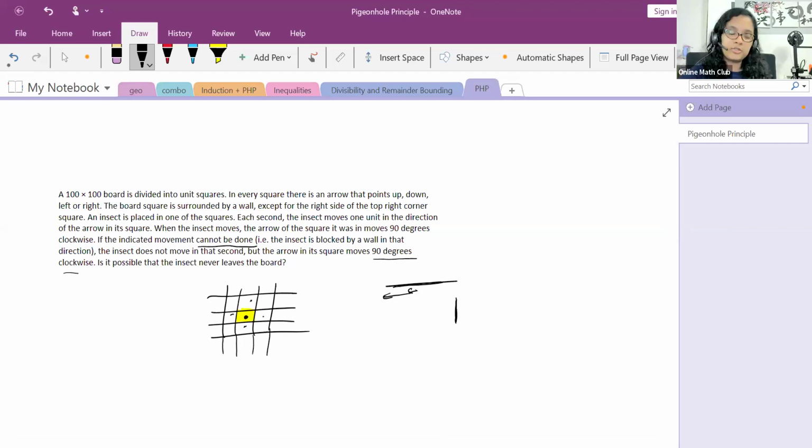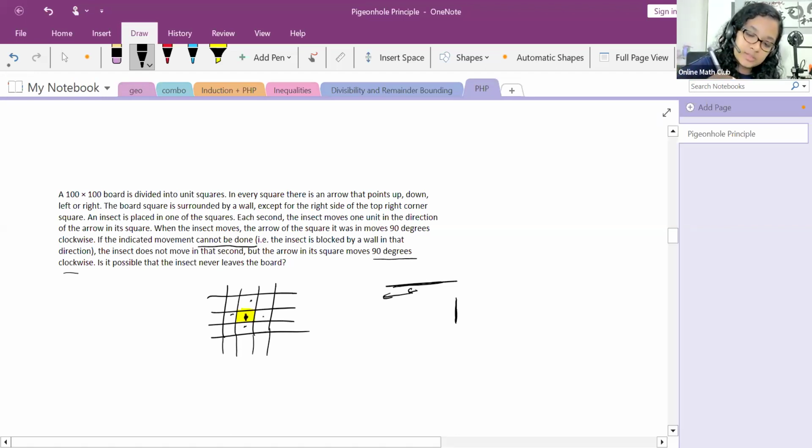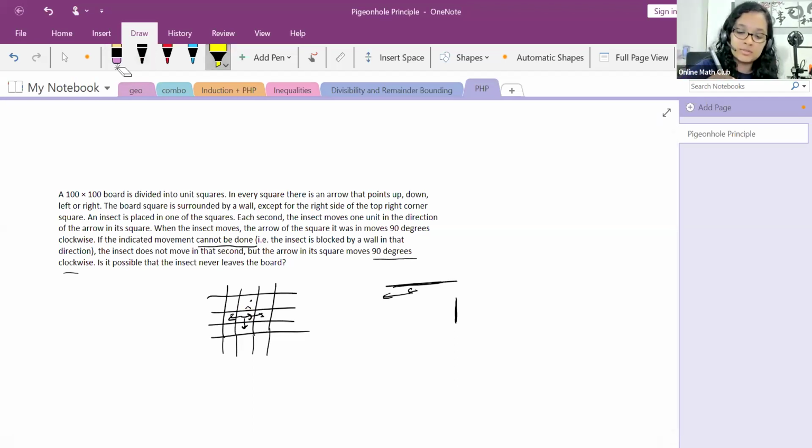One of them has to be infinite for sure, but is it only one of them? Suppose the arrow is this way, then the insect goes over here, then the arrow changes. Then it becomes this way. So the next time the insect comes to the square, it must go into this one. And the next time this one, and then this one. So actually, it goes into all of them infinitely many times.